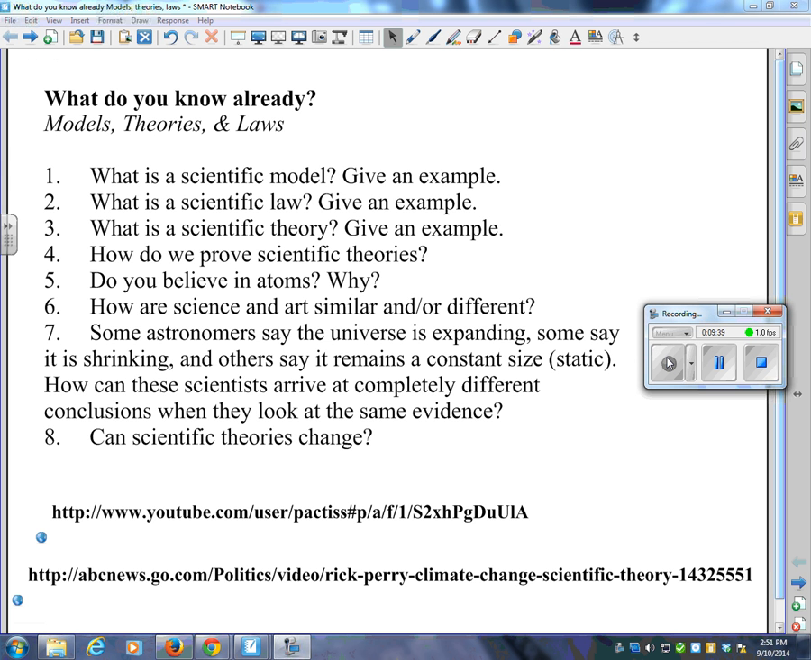It gets a little dry, it gets a little boring, but at the end of today, you should have a good understanding of the difference between models, laws, and theories.